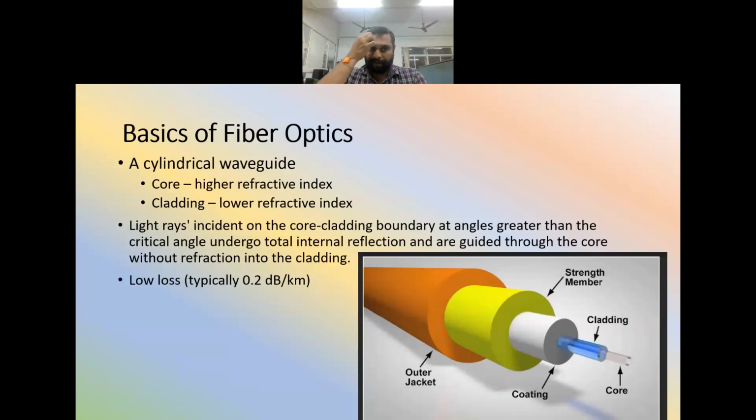Now we will come to the basics of fiber optics. A fiber optic is a cylindrical waveguide and it has mainly two different parts: one is the core and the other is the cladding. The core has a higher refractive index compared to the cladding. So when the light rays enter the medium, they are incident on the core-cladding boundary at angles greater than the critical angle. In that condition, they undergo total internal reflection and the light is guided through the core without refraction into the cladding. Usually in optical fiber we get a loss of 0.2 dB per kilometer. It is a very small loss; it is a low loss medium.